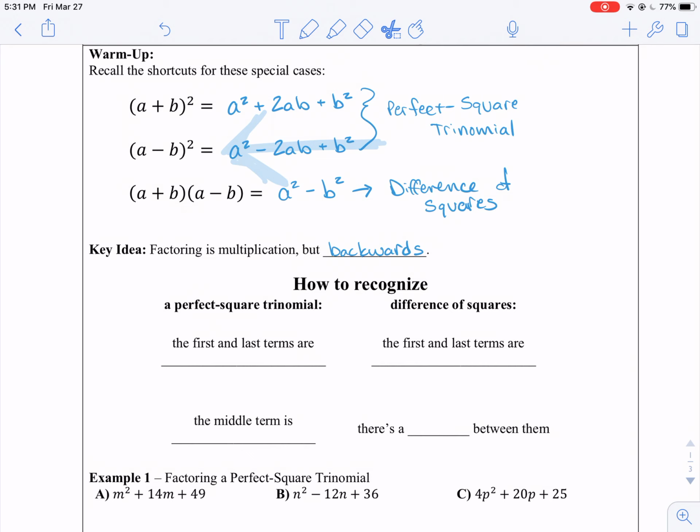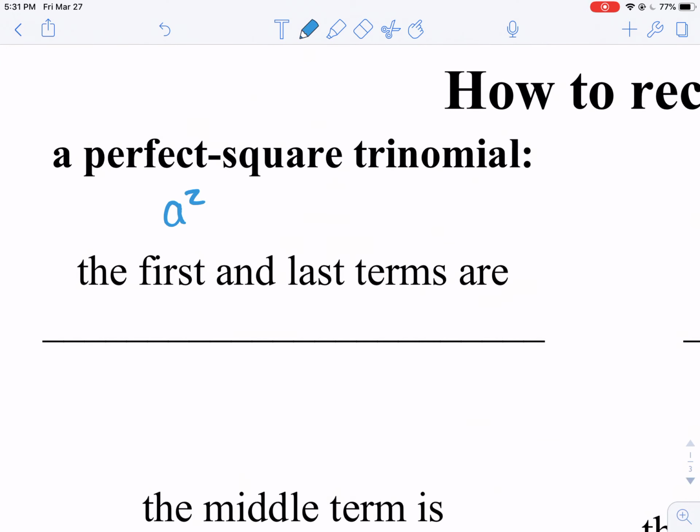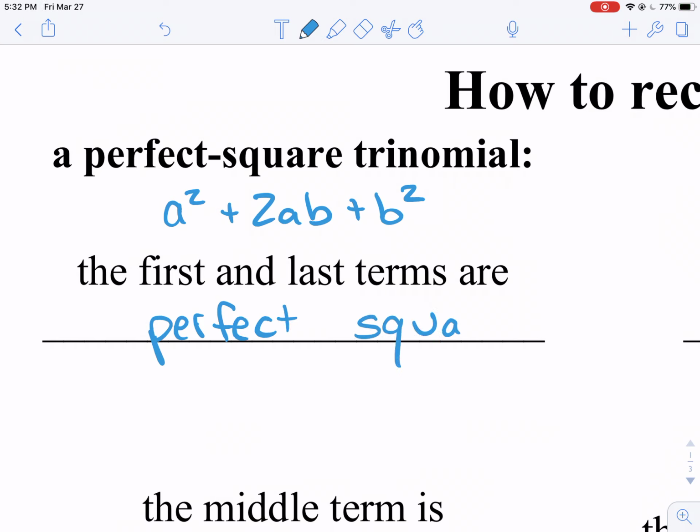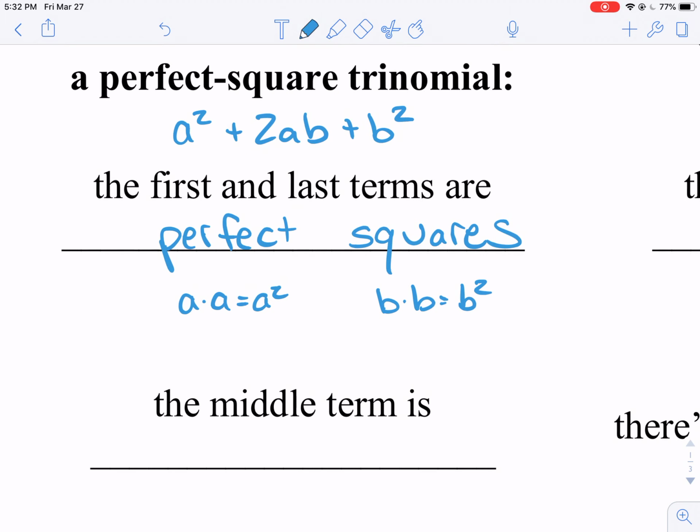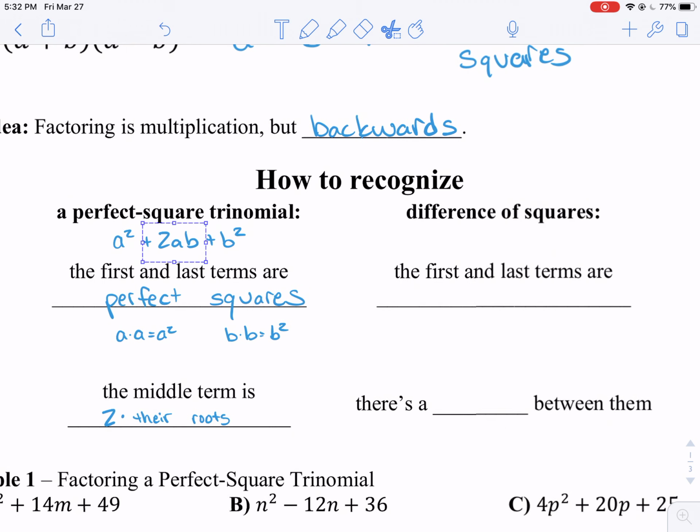So first we're going to figure out how to recognize when we can use these shortcuts. A perfect square trinomial is always going to be something that looks like a squared plus 2ab plus b squared. You'll notice that the first term and the last term are both perfect squares. This means they're equal to something squared. A squared is a times a. B squared is b times b. That's what it means to be a square. And then the middle term is 2 times their roots. So the root of a squared is a, the root of b squared is b. So you have 2 times a times b. So that's a perfect square trinomial.